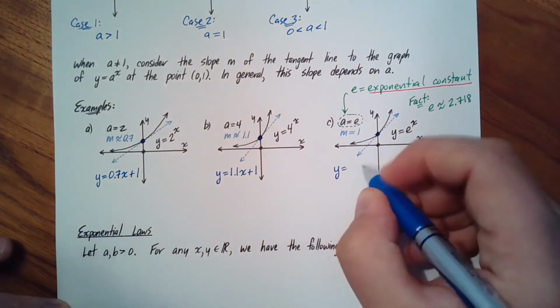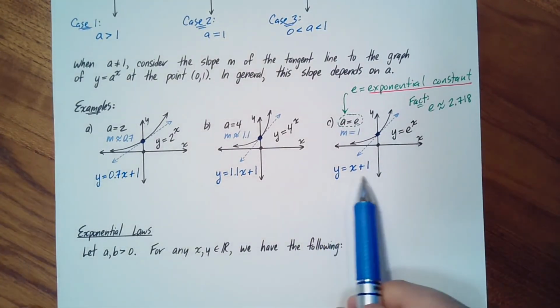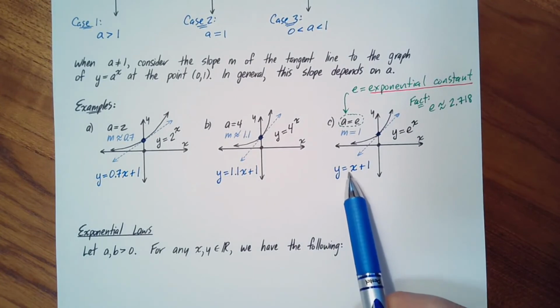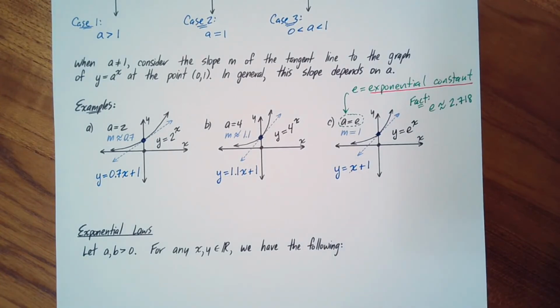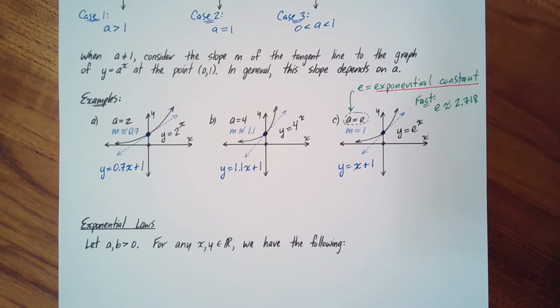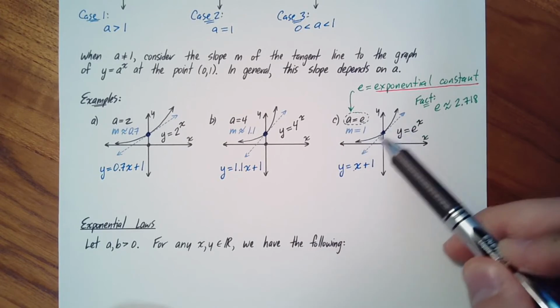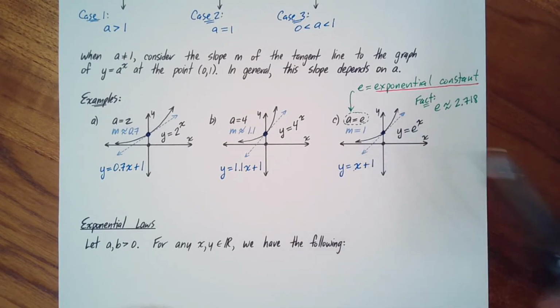So in this case, this is the only case where the tangent line equation is exact. I'm writing y equals mx plus b, where m is equal to 1 in this case. So I just write y equals x plus 1. That's actually the way you define the exponential constant. It's the base that you would have to choose in order to make it grow steeply enough that the tangent line has a slope of exactly 1.